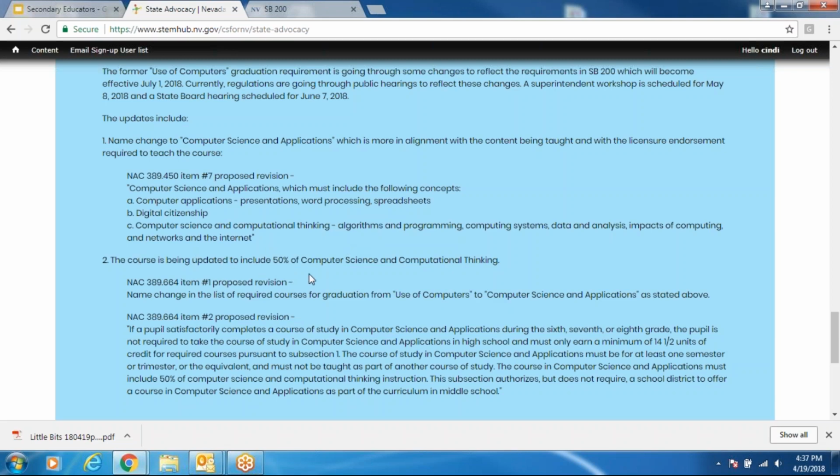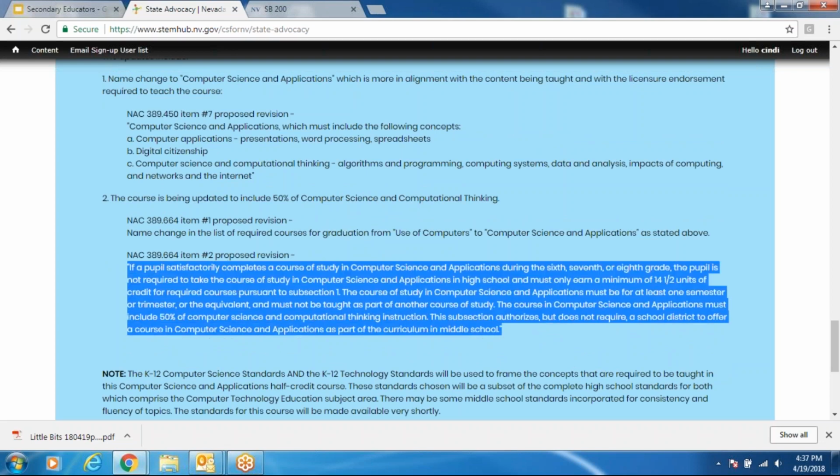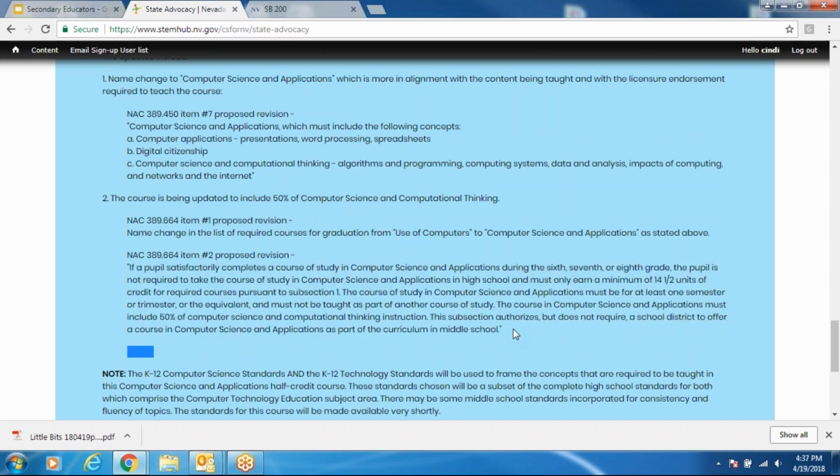The other change that I mentioned about the 50% computer science and computational thinking is to be made inside this section here, and that's in NAC 389-664. And notice it hasn't changed as far as the middle school. This course of study can still be taught during 6th, 7th, or 8th grade.